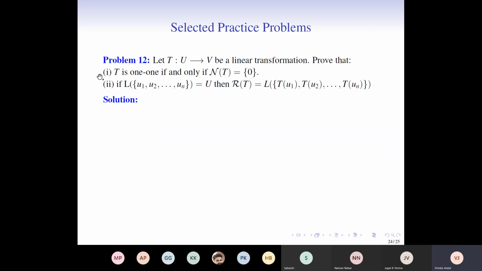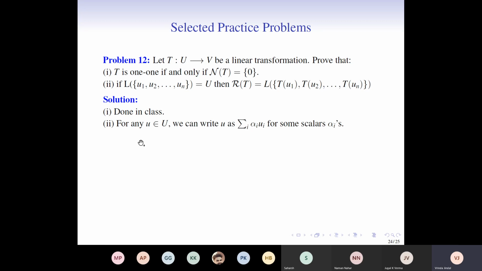Problem number 12, part 1 is again that important property. Please go through it. It is a very important result that a linear transformation is 1-1 if and only if its null space consists of only the zero vector. The next is, say that we have this set of vectors u1, u2 up to un, and they span the domain of T. Then the range of T is spanned by these vectors T of u1, T of u2 up to T of un. So how do we do that?